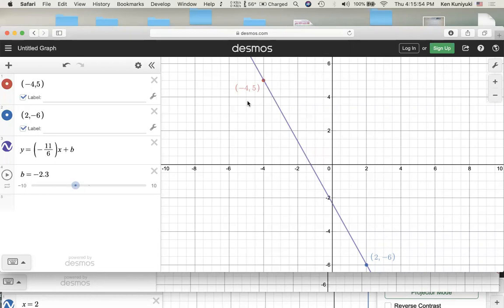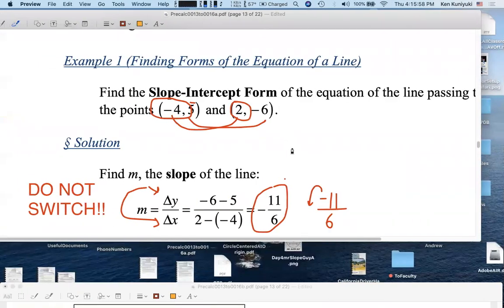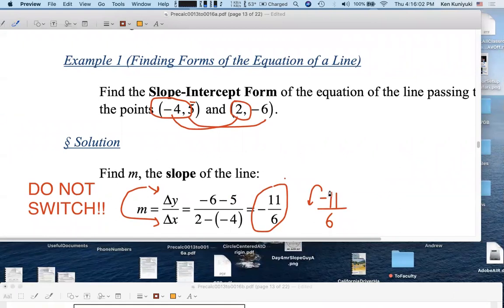Desmos is no fair. Don't just appeal to Desmos on your homework. Okay, you can play with Desmos, but don't say in your homework, oh, I use Desmos. Okay, all right, anyway, the slope is -11/6.